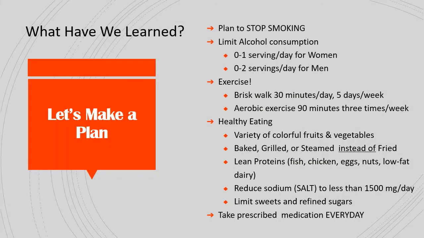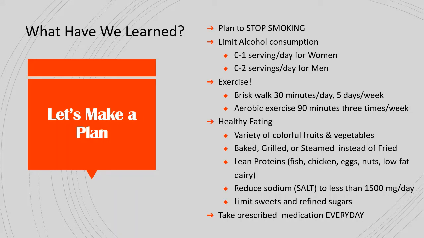So after all of this, what have we learned? Let's make a plan. First, we want to make a plan to stop smoking. You can discuss options with your doctor, join a support group, or find resources online. Limit the amount of alcohol you're consuming. Women should have no more than 1 serving of alcohol per day, and men should have no more than 2 servings. Get out and exercise.